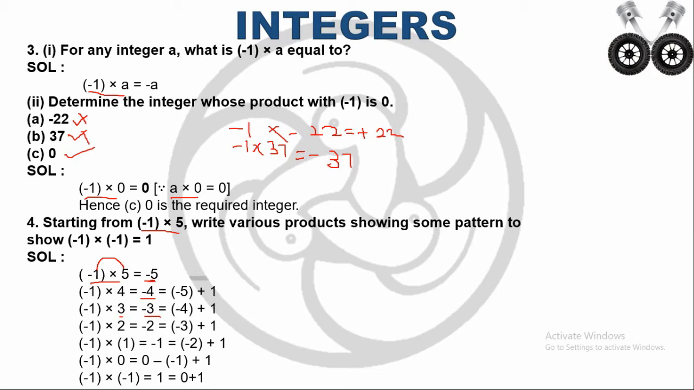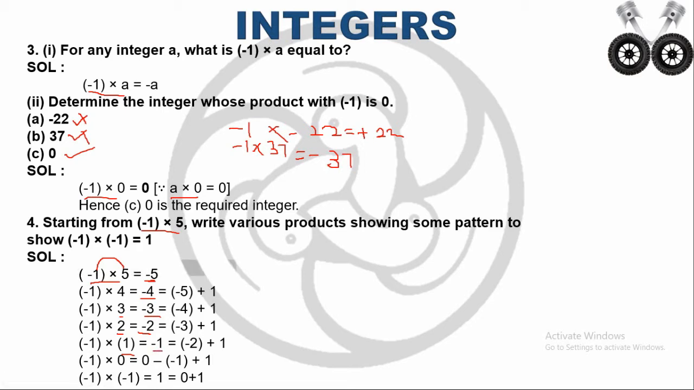Again I took the next number as 2. So minus 1 into 2, the answer is minus 2. When I get minus 2, minus 3 is added with 1, I get minus 2. Then I have to take the next number as 1. Minus 1 into 1, I will get the answer as minus 1. Minus 2 plus 1, then I will get the answer as minus 1.